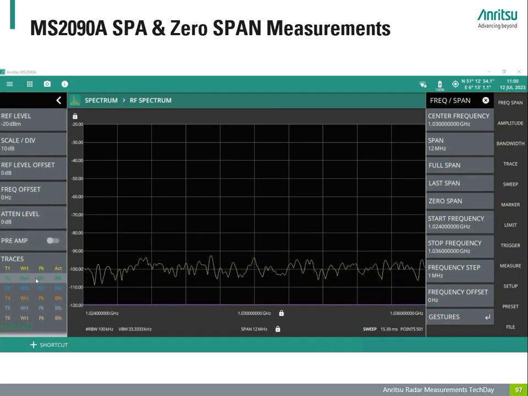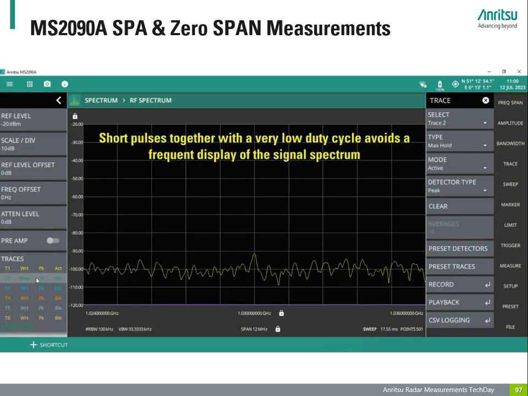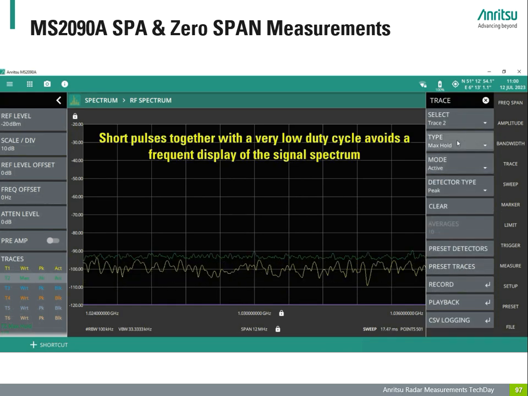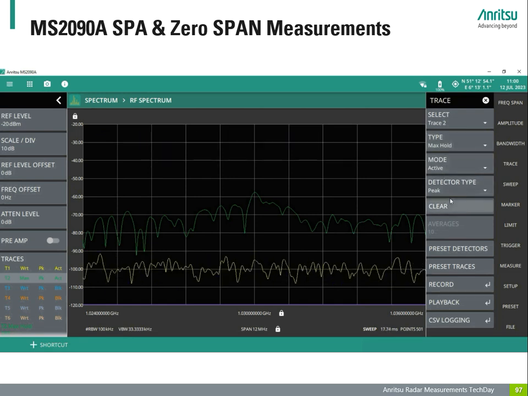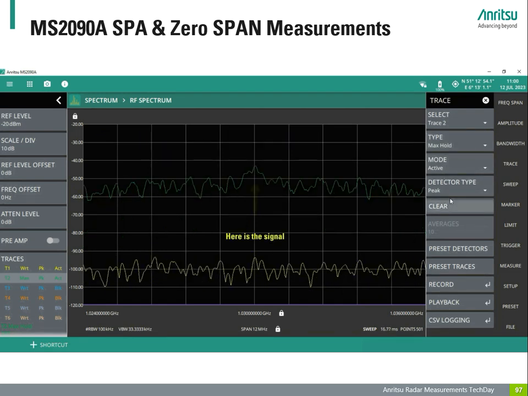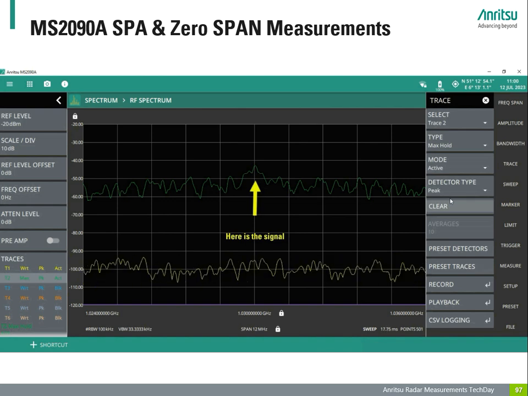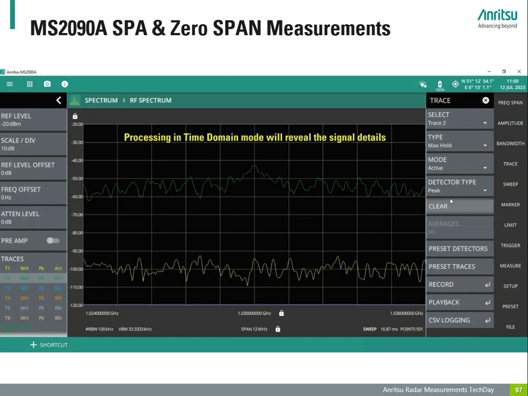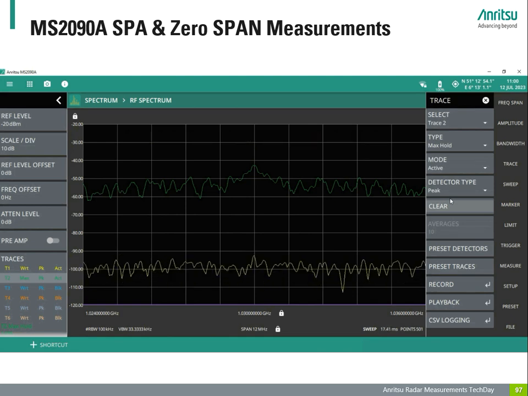Short pulses, together with a low duty cycle, avoid a visible frequent display of the signal in the spectrum. The yellow trace is showing the live trace, the green is set to the max hold mode. The user can assume that there is some kind of pulse in the middle of the display, but without knowledge you might not guess that there is any useful signal. Changing to zero-span operation will change the view.